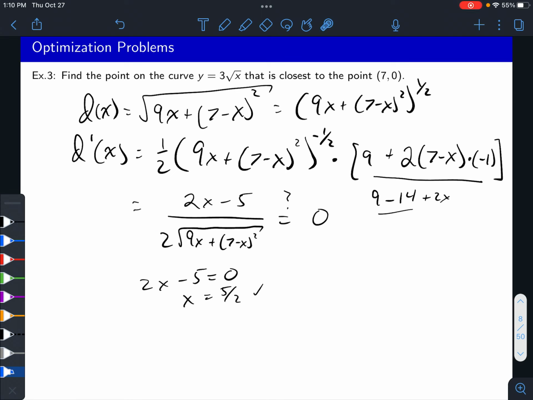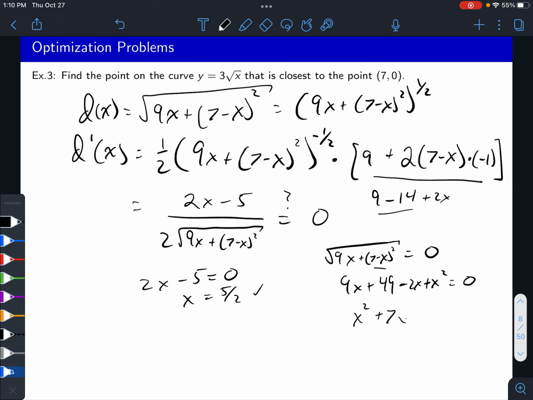And then we could also look for when the denominator is equal to 0. So we can just ignore the 2 because we're setting it equal to 0, right? So 9x plus 7 minus x squared equals 0. We could just square both sides. It's not going to really change anything. And then I can take this 7 minus x squared and distribute all that. So that's plus 49 minus 2x plus x squared equals 0. So this would be x squared plus 7x plus 49 equals 0.